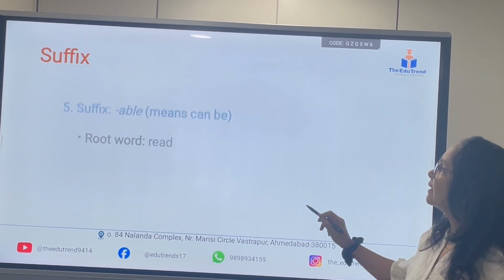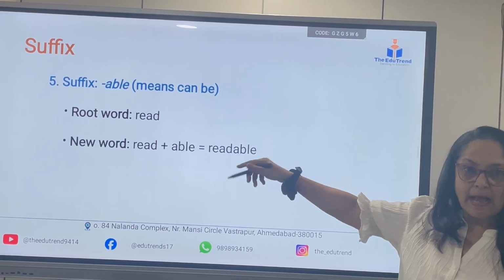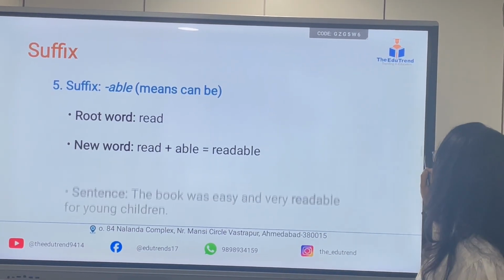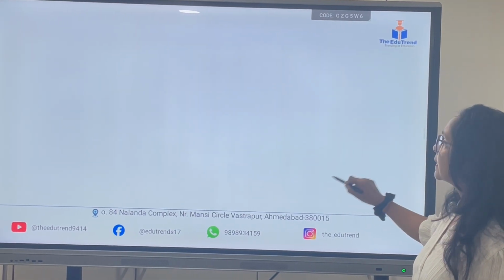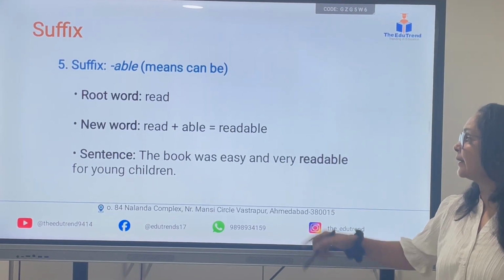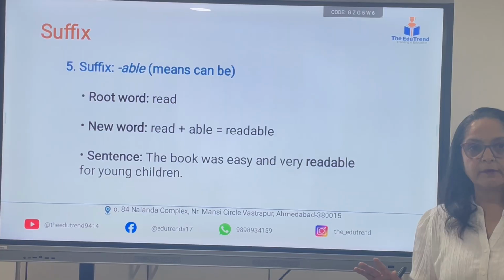Coming up with the last suffix word over here, able, and read. I am using able, and the root word is read. And here I go with the sample sentence. The book was easy and very readable for young children. Readable means understandable.